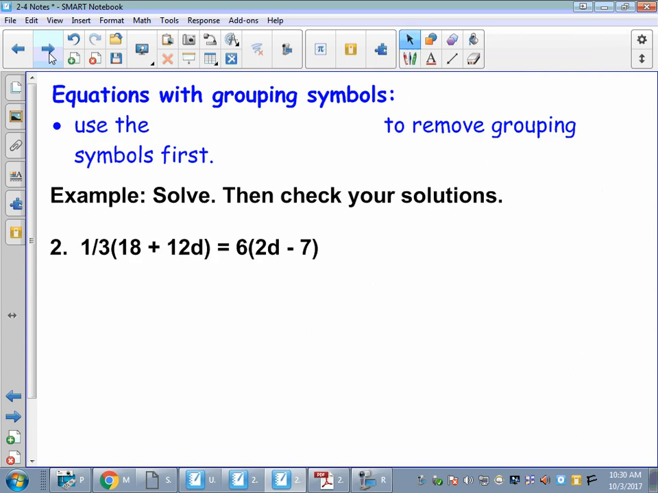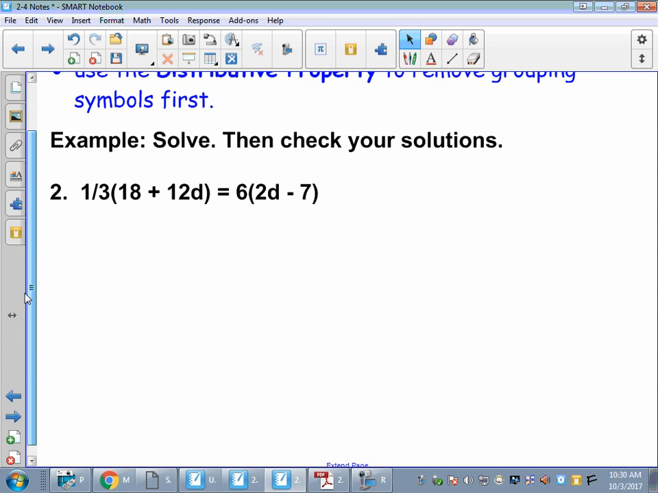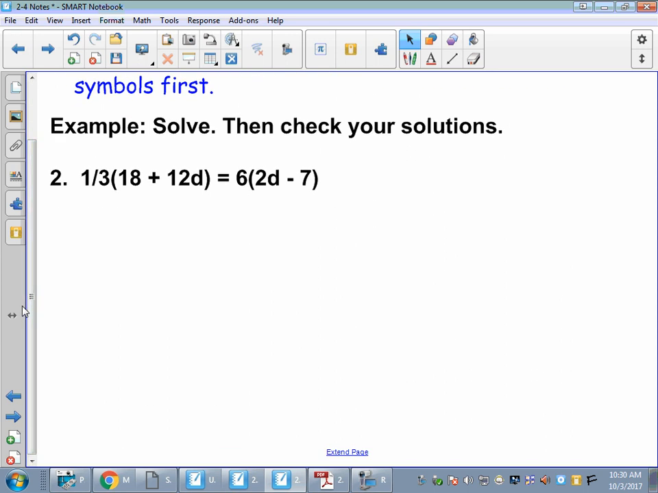Now you're also going to solve equations where there may be grouping symbols like parentheses or brackets. So we're going to first use the distributive property to remove the grouping symbols. Then bring the variable to one side, then use inverse operations to solve. In this example, we have to distribute both sides before we can begin. So I'm going to take the 1/3 and multiply by 18.